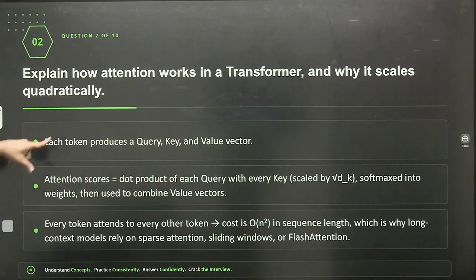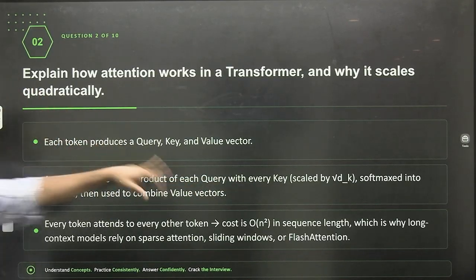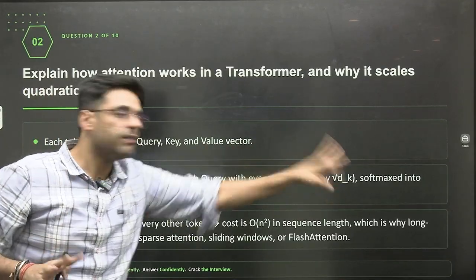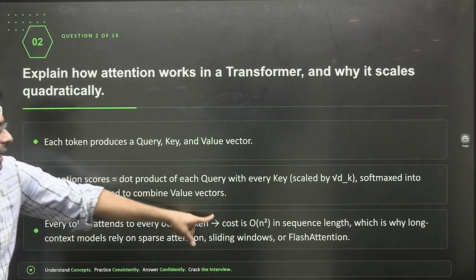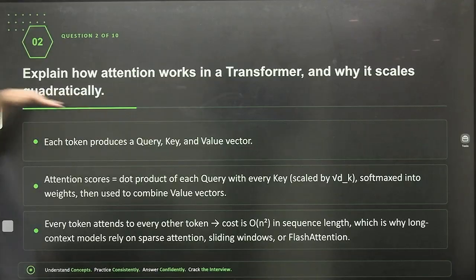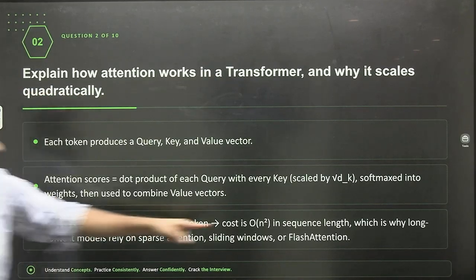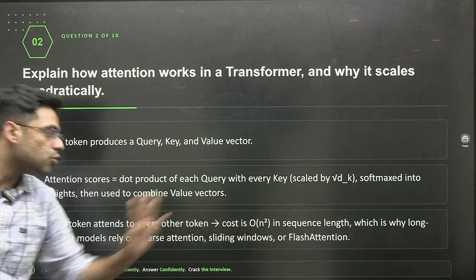Then attention scores are calculated, which is the dot product of each query with every key. Then softmax, the activation function, turns them into weights, which are used to combine value vectors. Every token attends to every other token, and the cost is of the order of n squared in sequence length. That is why it scales quadratically, and why long context models rely on sparse attention, sliding windows or flash attention.